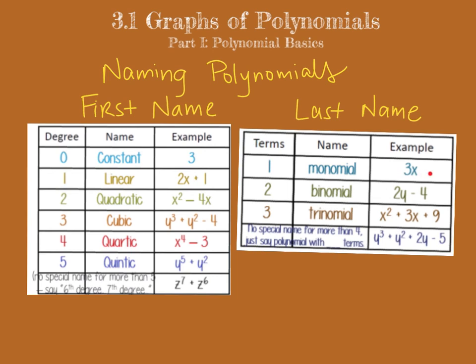So a one-termed polynomial is a monomial, a two-termed is a binomial, and a three-termed is a trinomial. There's no special name for 4 or more terms. Those are just called polynomials. So polynomial is the overarching thing. All of these are polynomials, and a trinomial is just a specific type with 3 terms. All right, so let's get to naming a couple.